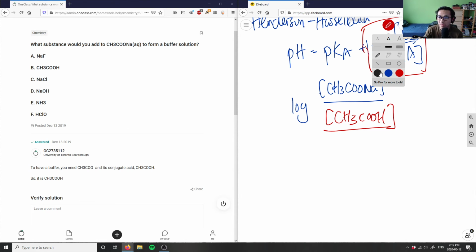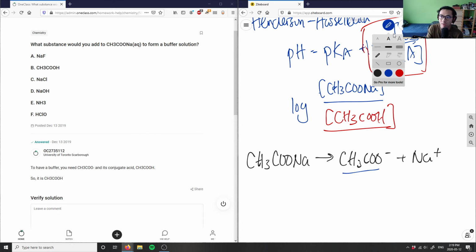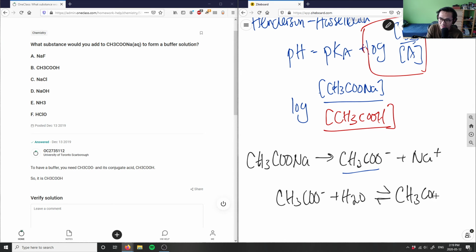So if I were to be really specific about this, sodium acetate actually dissociates first to form our acetate ion, right? So we have CH3COONa. It's going to dissociate to form CH3COO minus plus Na plus here. And this guy is going to be the reactant in my acid-base equilibrium. So CH3COO minus plus H2O is going to be in equilibrium with our acetic acid CH3COOH plus OH minus here.